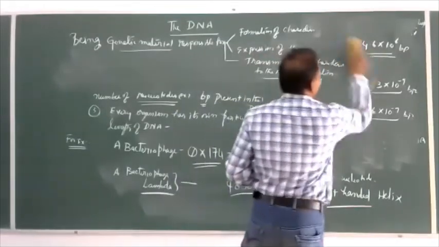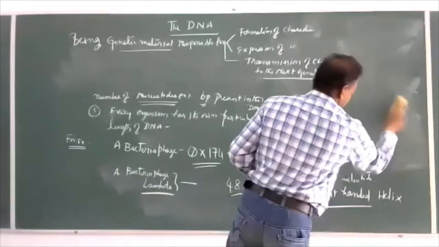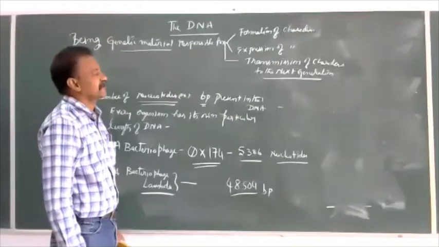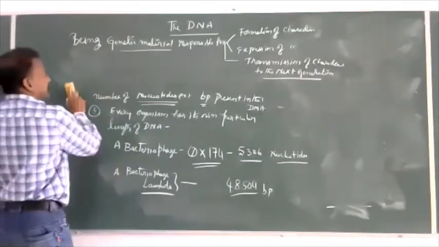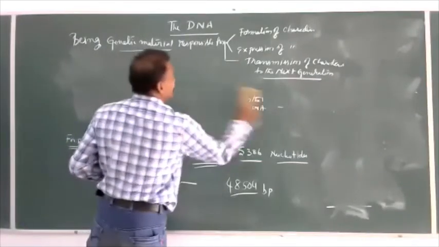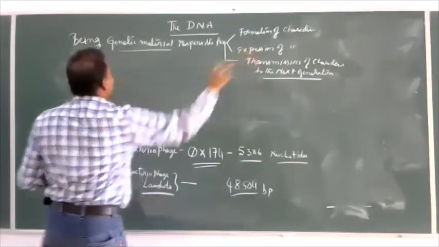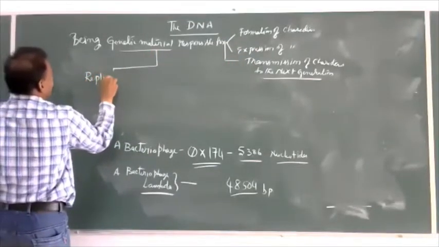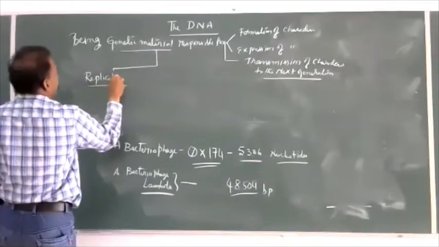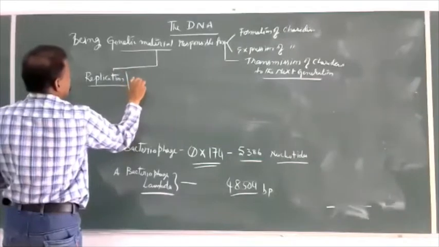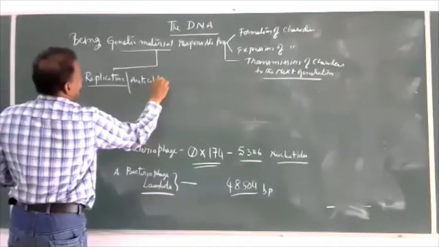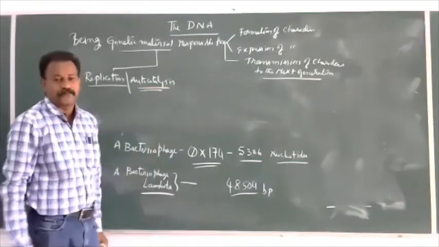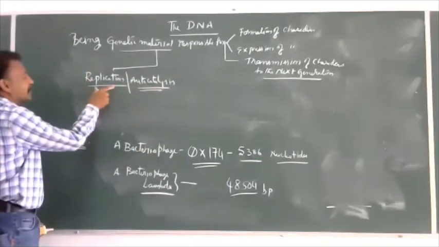How is DNA able to perform all these functions? Formation of character, expression of character, transmission of character to the next generation. All these come under the functions, and these functions can be studied easily. DNA shows a process called replication or autocatalysis. Auto means self, catalysis means breaking down. Self breaking down, which is nothing but replication.